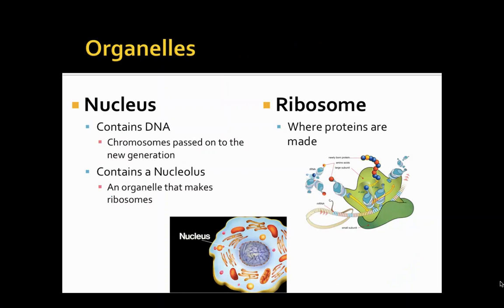The nucleus houses the DNA. The DNA contains chromosomes, which have plans for everything in the cell, and they're passed on to the next generation. The nucleolus is also in the nucleus, and its job is to make ribosomes. Okay, well, ribosomes, what do they do? They make proteins. They are in all cells, even prokaryotes. They are the tiniest, and they're not surrounded by a membrane.